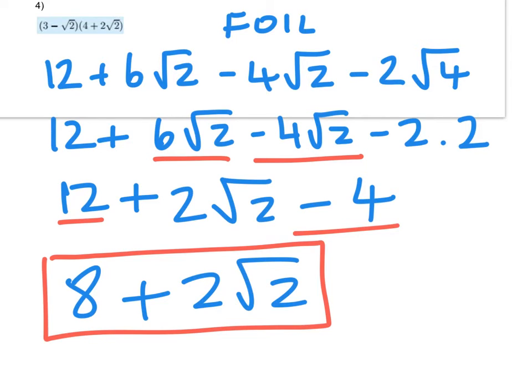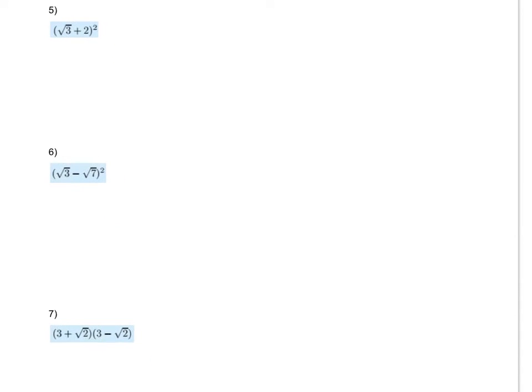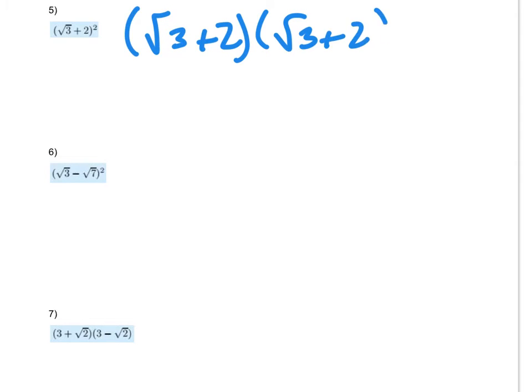Okay, so just FOIL, and as we go through, we just simplify piece by piece until we get the answer. So let's look at the next one. Here, what we have is root 3 plus 2 squared. So that's, I'll do it in blue, root 3 plus 2 times root 3 plus 2. Okay? So let's FOIL it out. Root 3 by root 3 is going to give you root 9, which is 3. Okay, then you have root 3 by 2, 2 root 3.